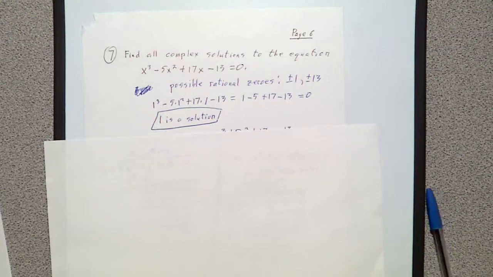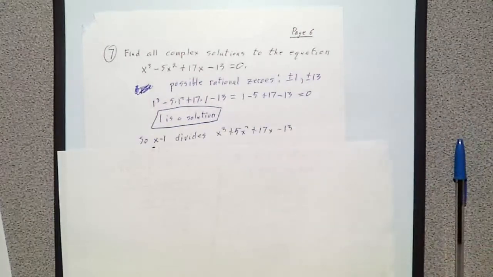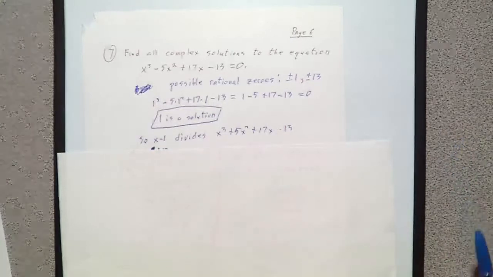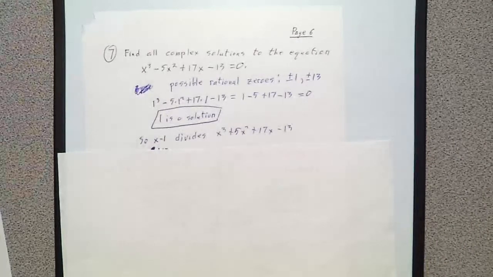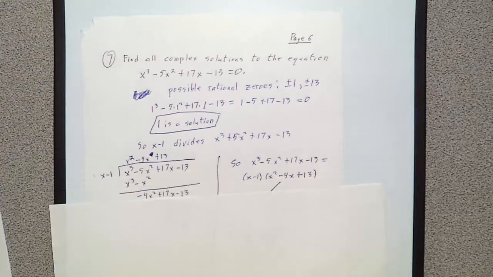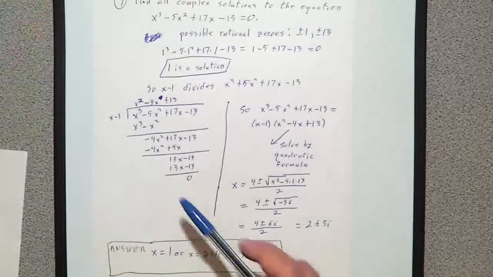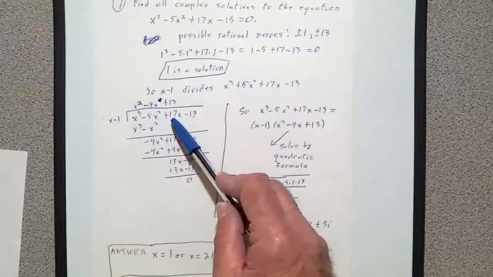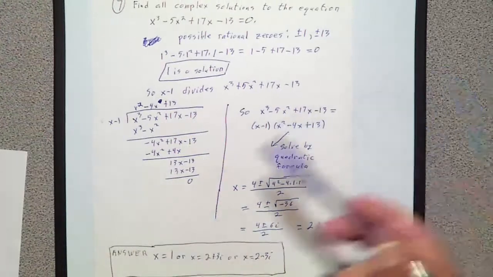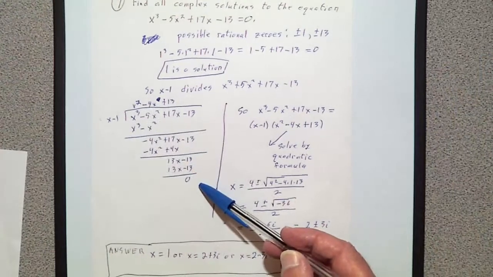Okay, so you got 3 points if you got this far, and 5 points when you got this far, that 1 is a solution. And that means that x minus 1 divides your original polynomial. That's 6 points. And then 4 for the rest. Well, what do you do? You divide x cubed minus 5x squared plus 17x minus 13 by x minus 1. We've done this before. You get the quotient, and the remainder is 0.